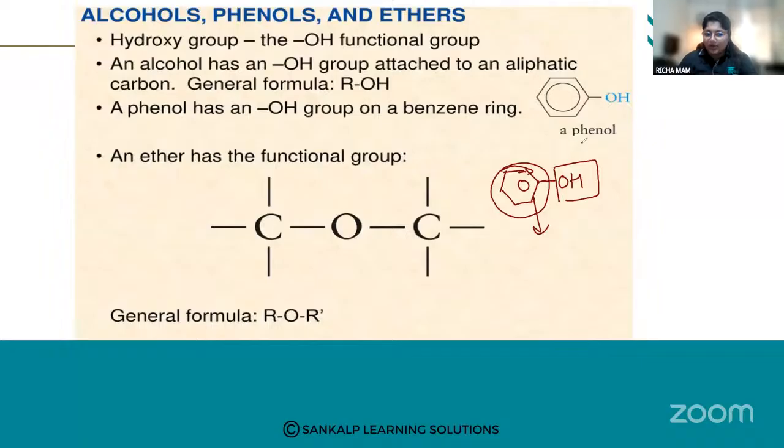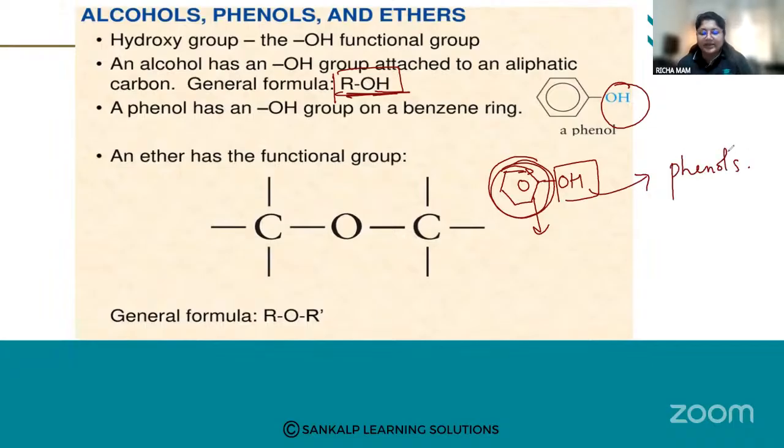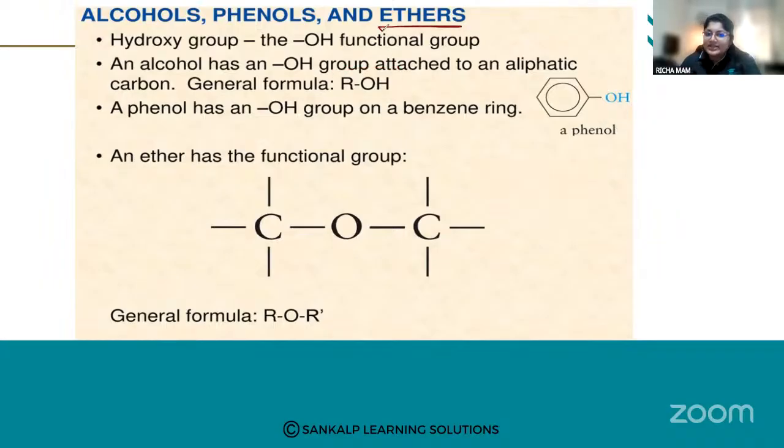So, alcohols, how are they represented? The functional group, the hydroxy group, is attached to an aliphatic carbon, that is ROH. And in phenols, the hydroxy group is attached to an aromatic ring, a benzene ring. Then we give this class of compounds the name phenols. Then the next class of compounds we are discussing is the ethers.